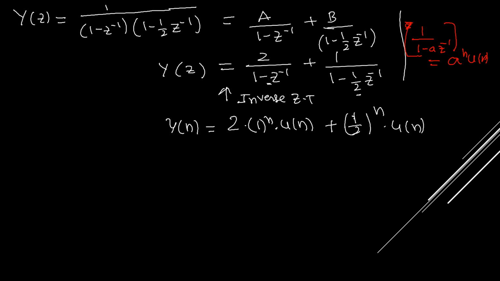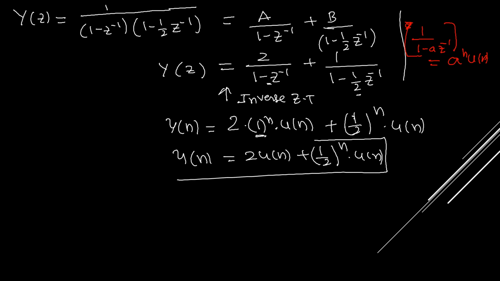So y(n) is equal to 2 times 1 power n, which is 1, so 2 u(n), plus (1 by 2) whole power n u(n). So this is our impulse response. As we discussed, if you apply a unit impulse to your system, the output is nothing but h(n), right?